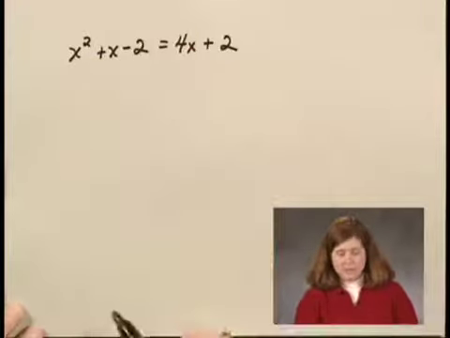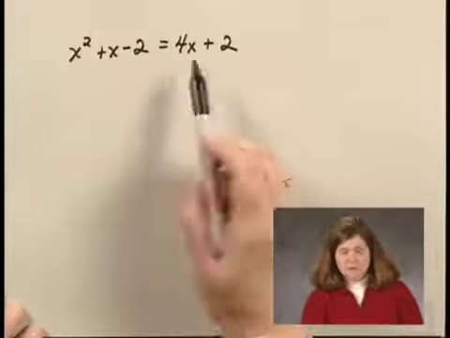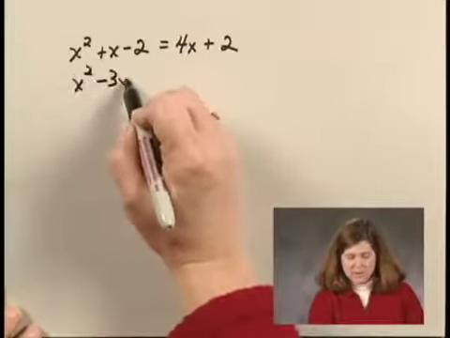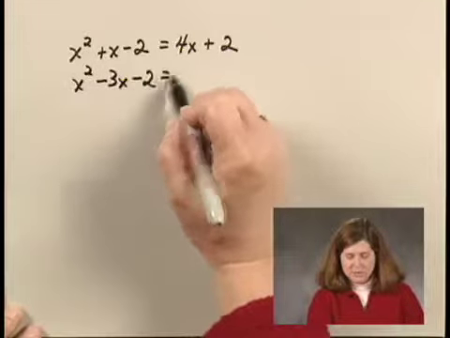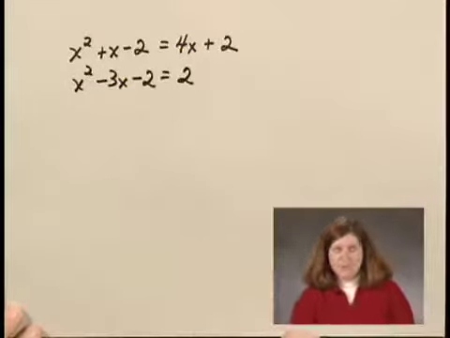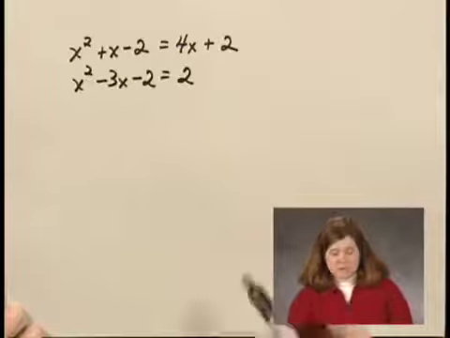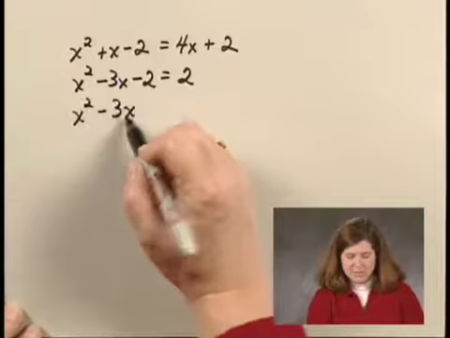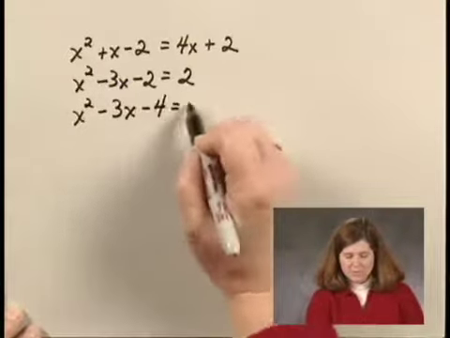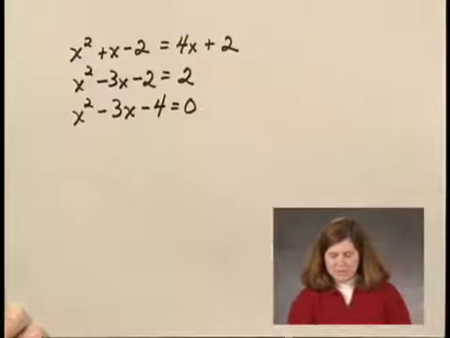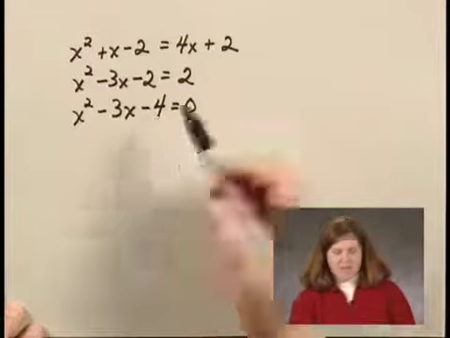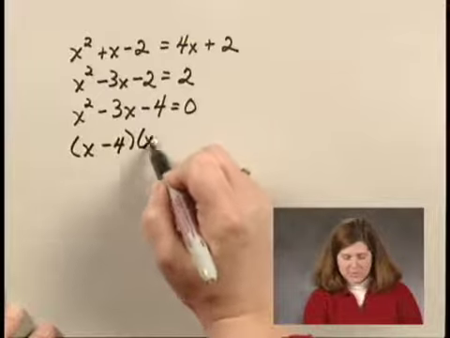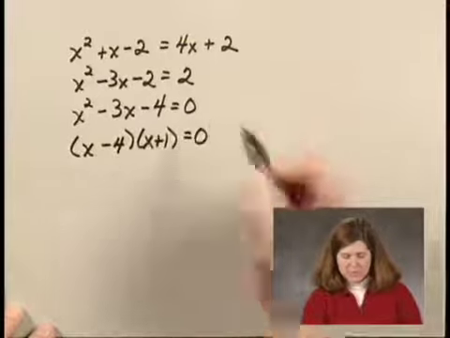This is going to be a quadratic equation, so I want to get 0 on one side of the equation. I subtract 4x on both sides of the equation. It gives me x squared minus 3x minus 2 equals 2. Then I subtract 2 on both sides of the equation, and I have x squared minus 3x minus 4 equals 0. This I can factor. I have x minus 4 times x plus 1 equals 0.